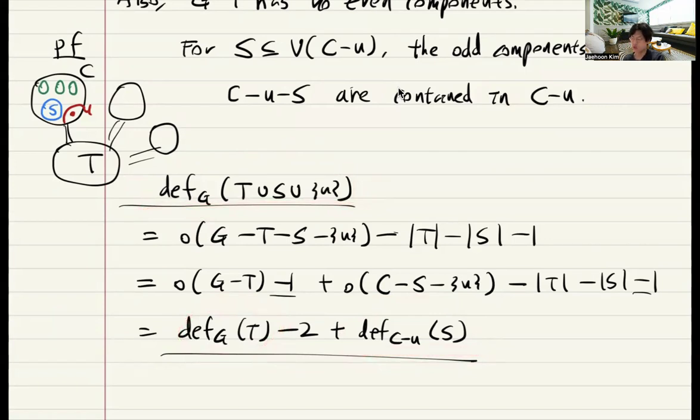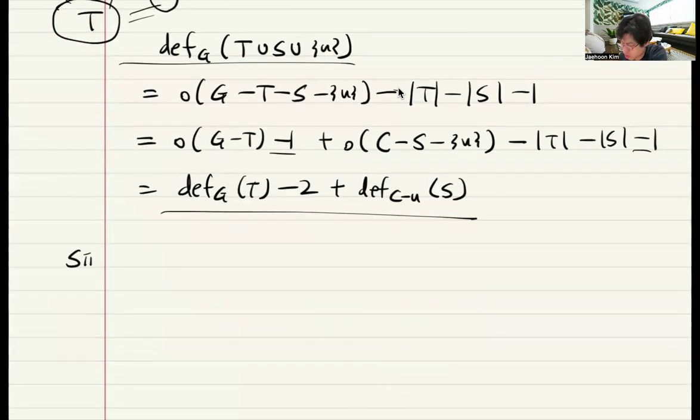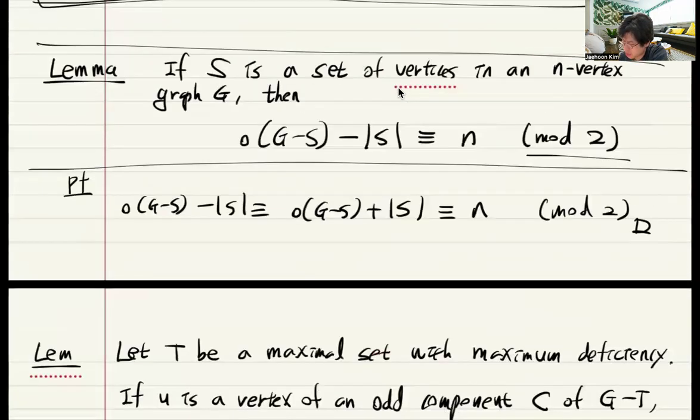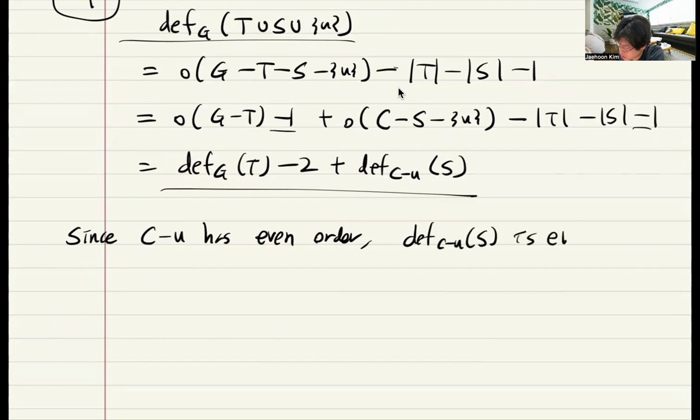But what we wanted was that this was at most 0. We want to say that this deficiency was never positive. So we are 1 short. But what do we know? We have this previous lemma that kind of boosts our inequality. What do we know? Since C minus U has even order, its deficiency is even by the previous lemma.